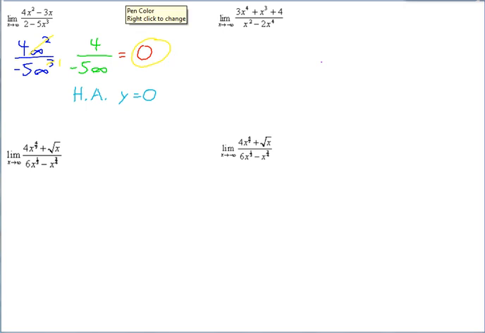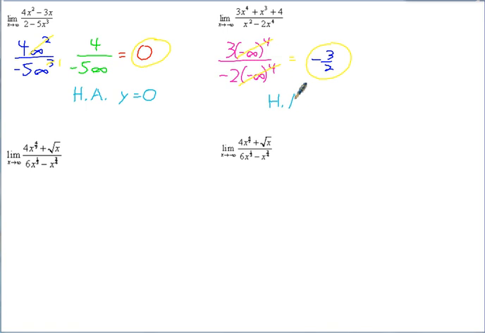All right, let's take a look at this one. We have negative infinity. On the numerator, we'll have 3 negative infinity to the 4th. Over on the denominator, negative 2 negative infinity to the 4th. So you can see those completely reduce out. So we're left with negative 3/2 is our limit. And again, we have a constant there, so that indicates we have a horizontal asymptote of y equals negative 3/2.